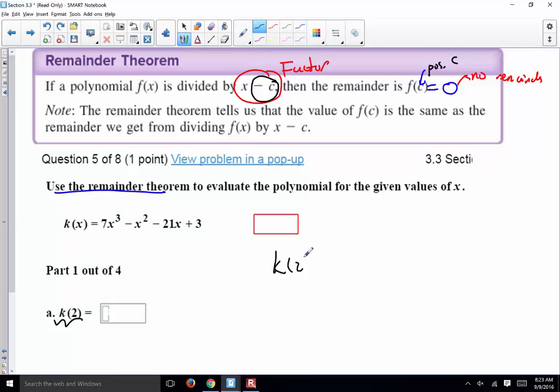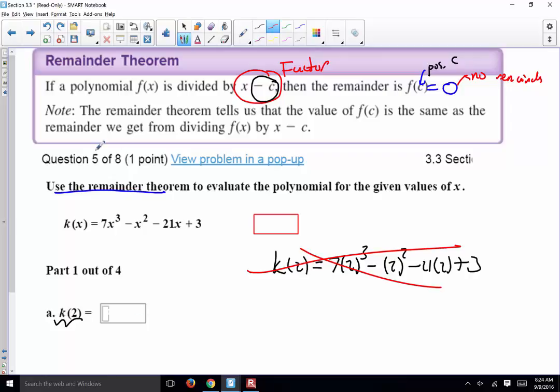I know you could just substitute that, right? 2 cubed minus 2 squared minus 21 times 2 plus 3. That's k of 2, how you find it, correct? But they say, no, don't do this. They say, use the remainder theorem to find out k of 2. How else can you do it then? This is not the remainder theorem.